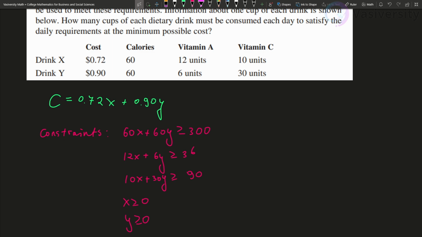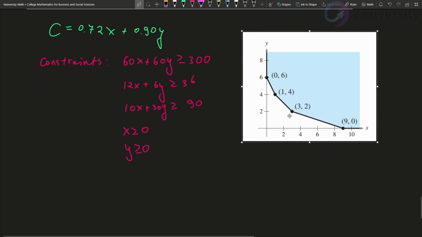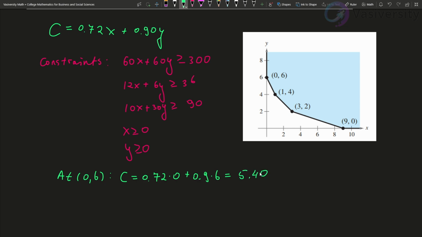After you find this region, you should get something like this. This is going to be an unbounded region, and we have 4 points. We want to find the minimum cost, so we're going to be trying to find the minimum value. At 0, 6, the cost is equal to 0.72 times 0 plus 0.9 times 6, which is equal to $5.40. At 1, 4, the cost value is 0.72 times 1 plus 0.9 times 4, which is equal to $4.52.